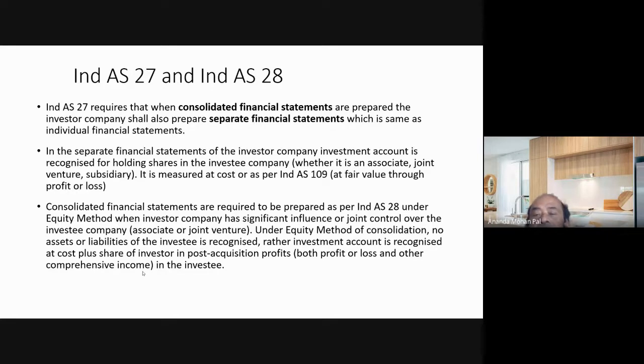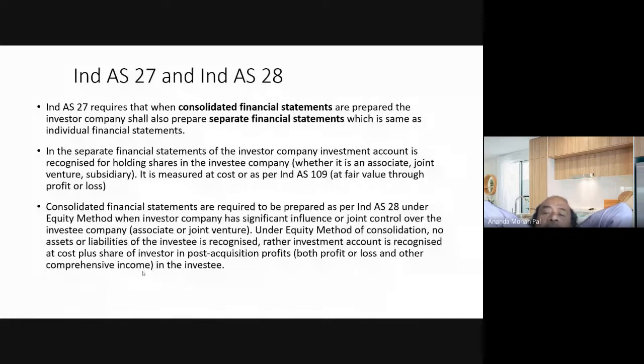Profit and loss and other comprehensive income taken together is total comprehensive income. The total comprehensive income is 50,000. So my share is 20%. So 20% of 50,000 would be 10,000. That 10,000 would be added to my investment. My investment is already 40,000. Now it would be added by rupees 10,000 and it would become 50,000. After 1 year, it would be recognized at rupees 50,000.